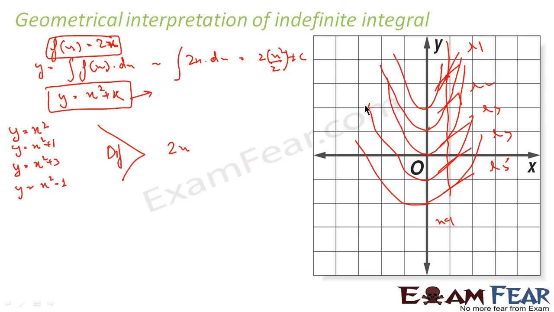These are the graphs, so many graphs we have. You can see these are the graphs we have, and the slope is 2x, that is the differentiation of this. And if you see, for all these graphs, the slope is the same at any given x.